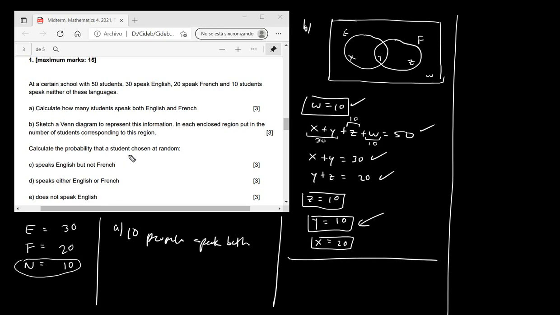Calculate the probability that a student chosen at random speaks English but not French. I'm going to label this as event C, speaking English but not French, which is these guys in here, X, the X guys. These people speak English but not French. So basically, what is the probability of choosing one person from this area? Well, how many people are in this area? 20. How many people are in total? 50. So that's it. This should be 20 over 50.